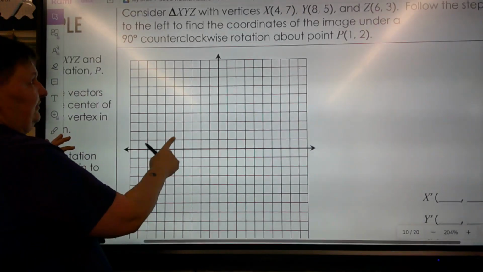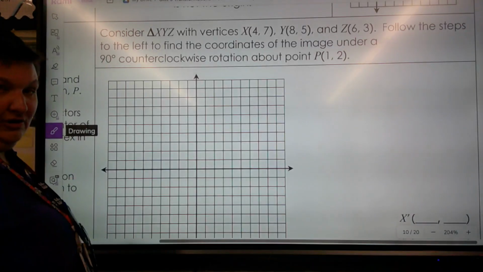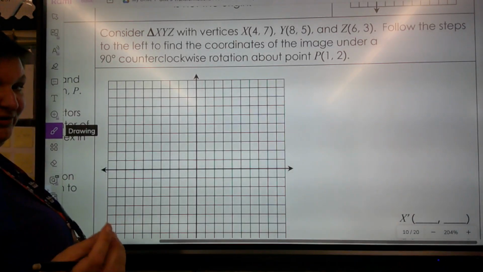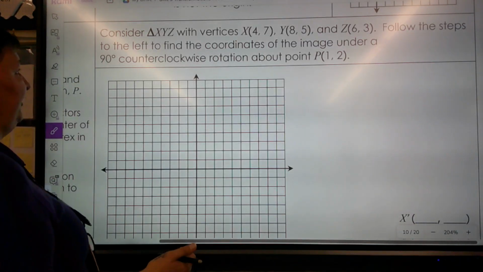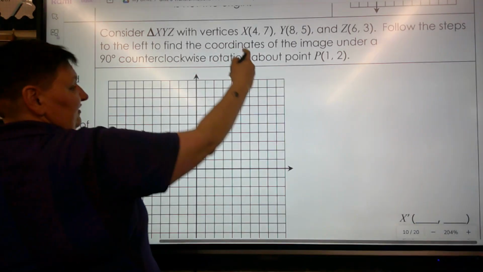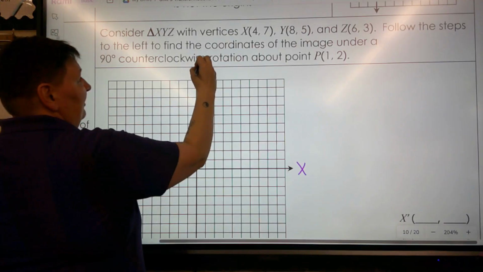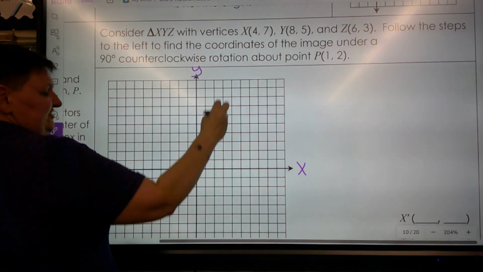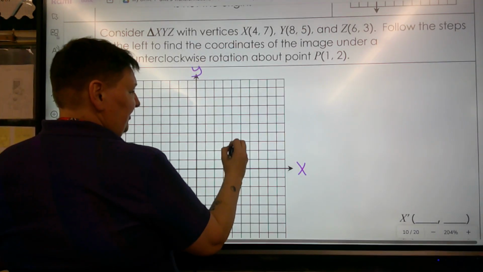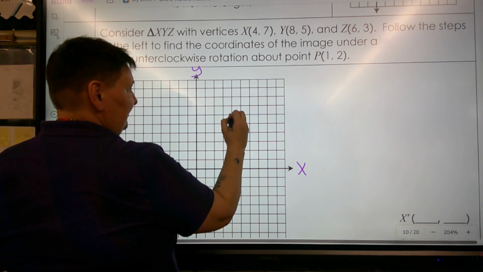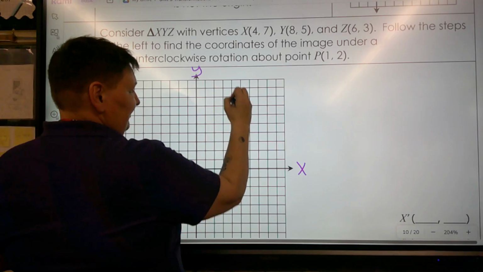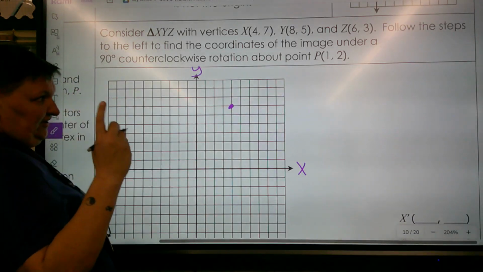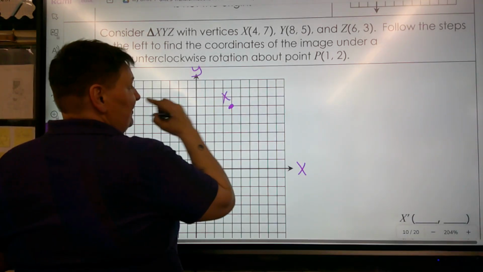Step one is the same. Step one is always graph your pre-image. All right, we're going to do a triangle. X is 4, 7. 4 right, 7 up. Make sure you count your boxes this time because there's like 10 instead of 8. Be careful. This is my X.